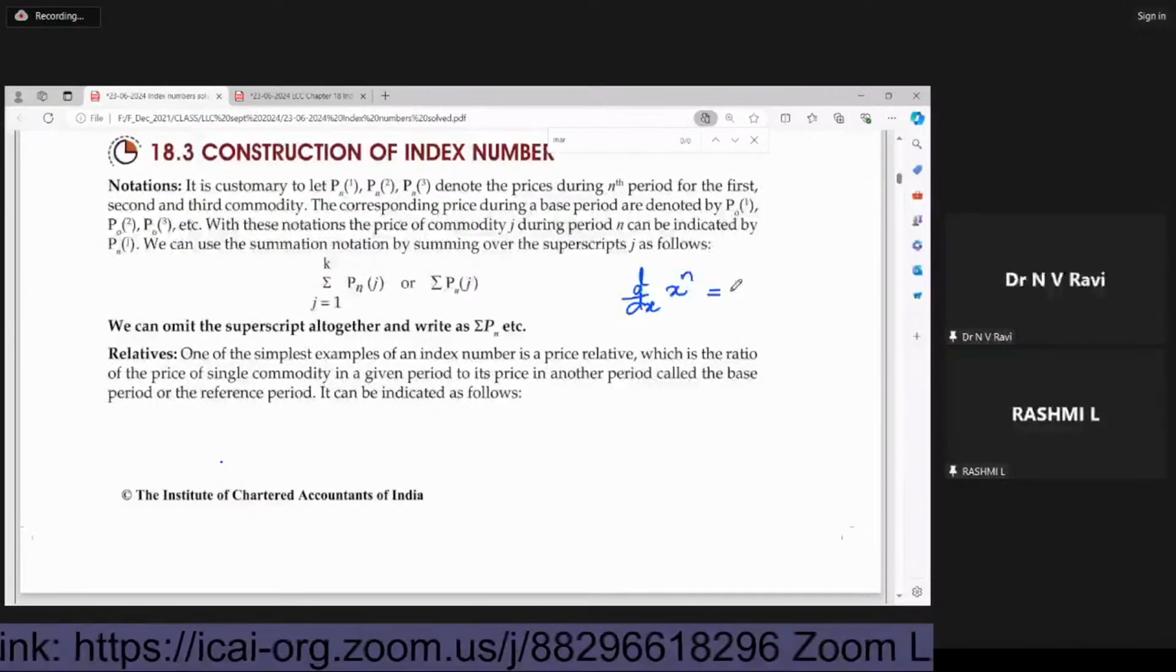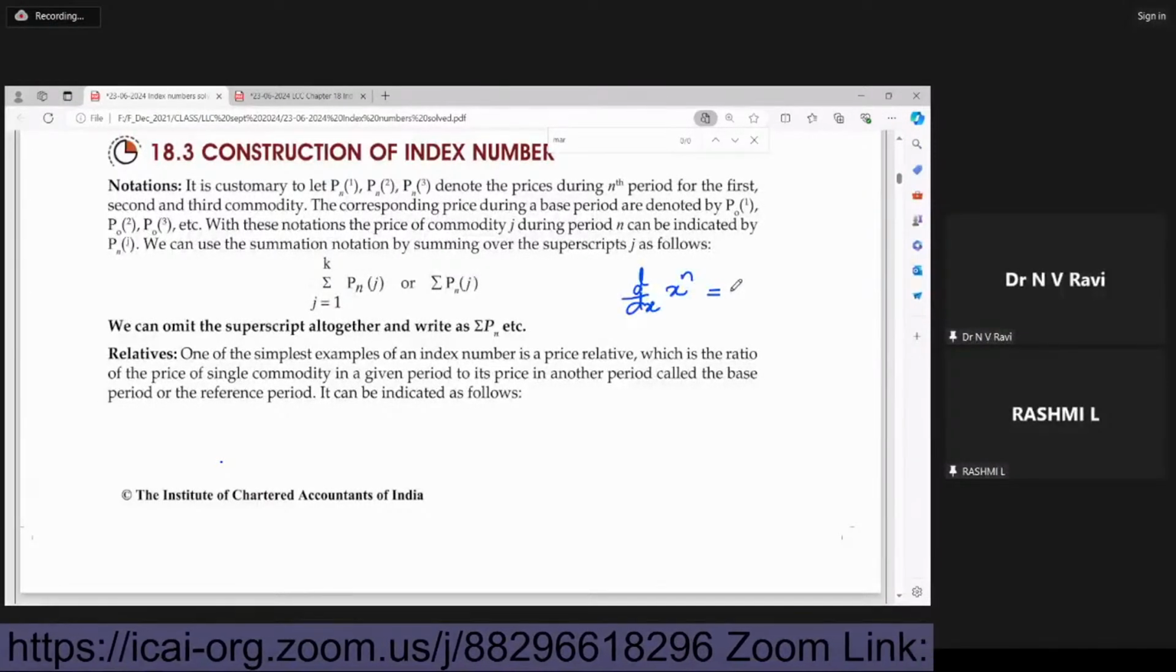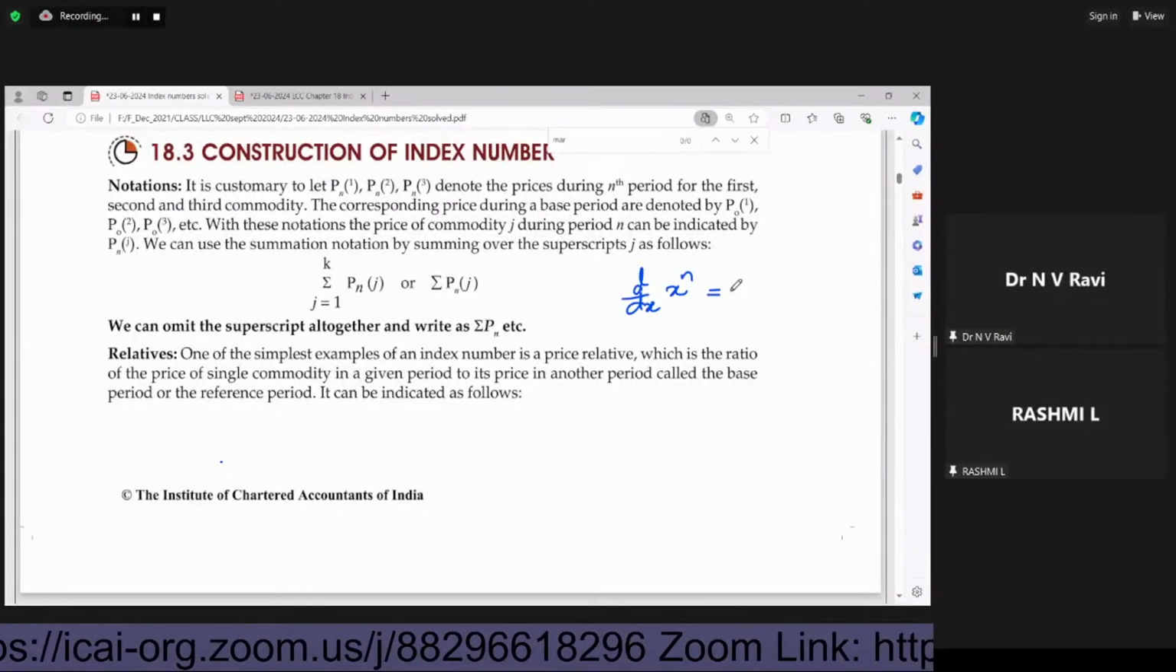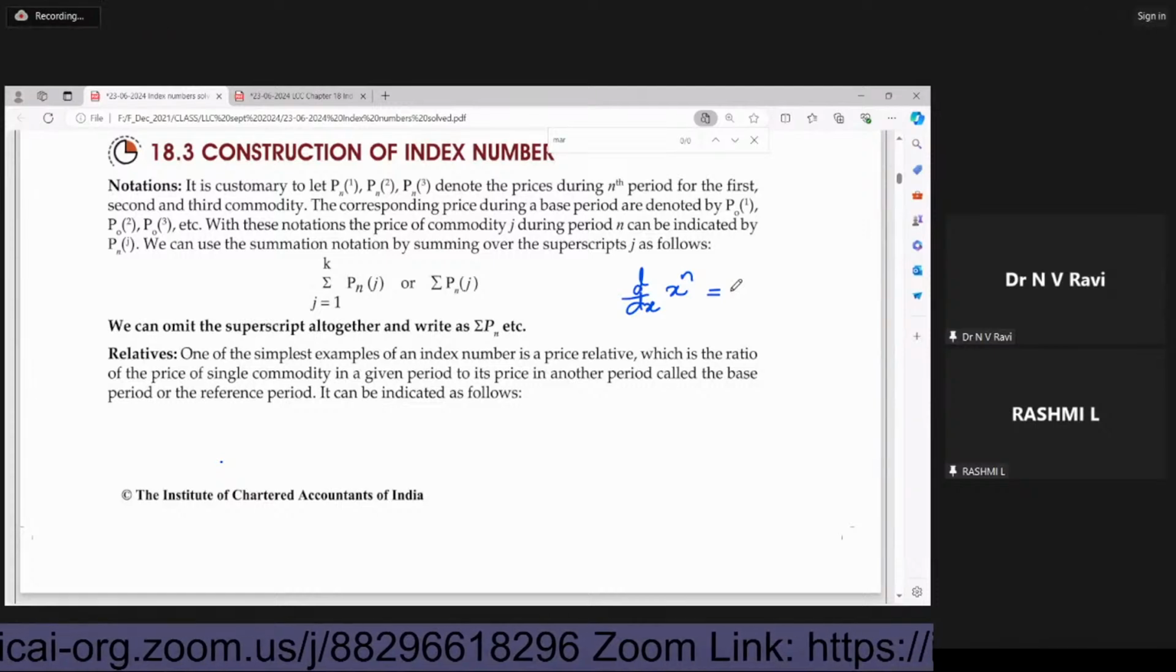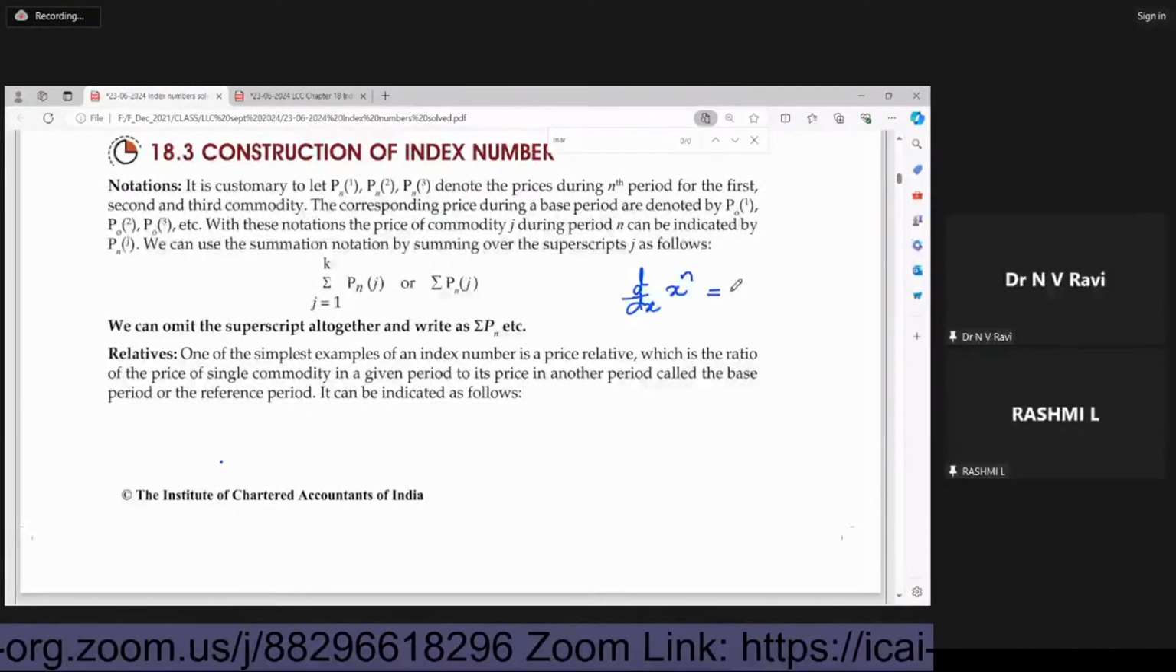On the last day, you should not feel negative about anything when you are going before the examinations. You should think positively.